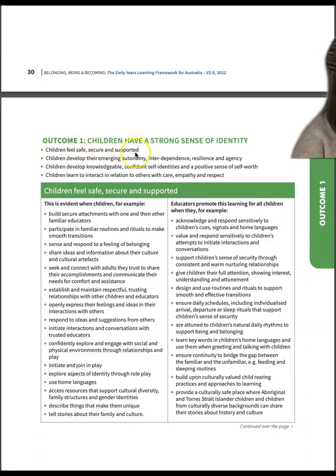If you know that there are milestones such as turning head towards familiar sounds and enjoying cuddles and touch and other reflexes that were covered in this developmental milestone book, you can also see that at this stage children build secure relationships, right? Secure attachments with one or another familiar educator. So this is a stage when cuddling, holding babies in a warm and supportive way is very, very important. It also mentioned that children start to develop sleeping and feeding routines, and you can see here that they participate in familiar routines and rituals to make smooth transitions.